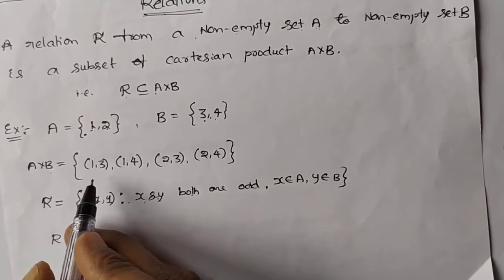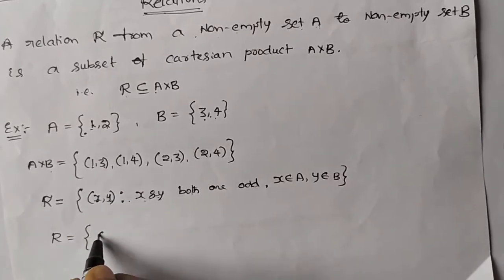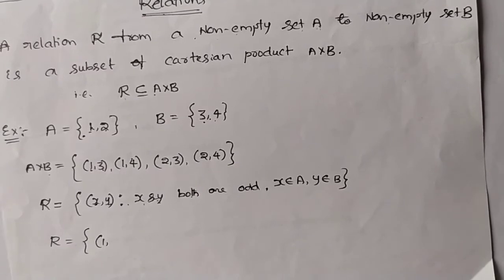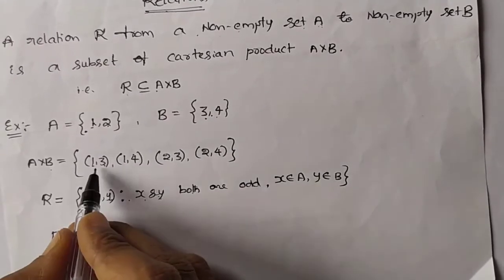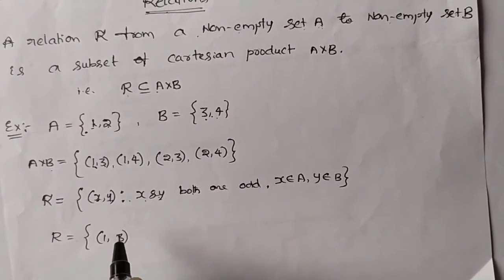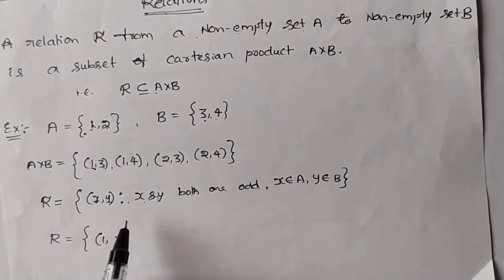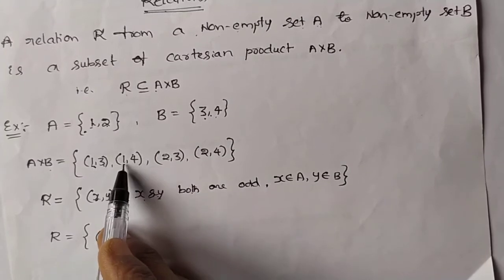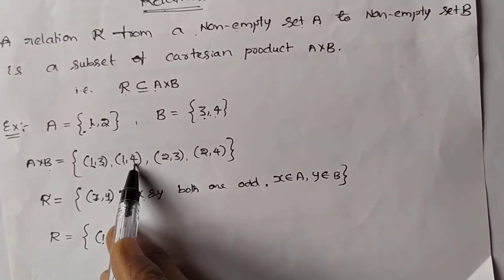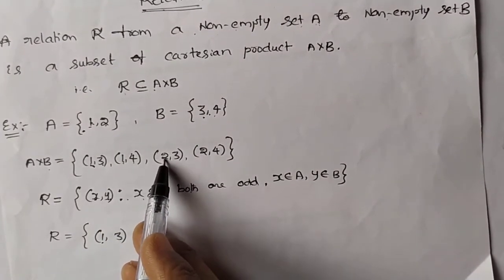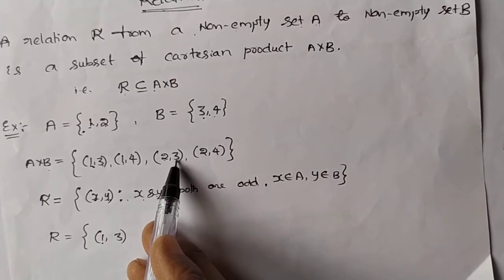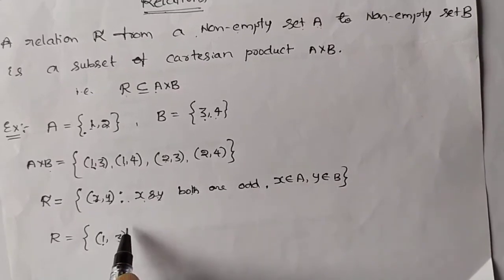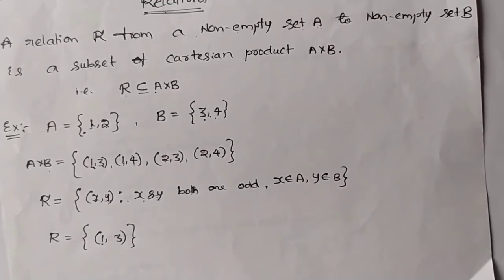Relation R equals the pairs where x and y both are odd numbers. Odd numbers are numbers not divisible by 2. Both numbers should be odd. (1,3): both are odd. (1,4): no, 1 is an odd number, 4 is an even number. (2,3): 2 is an even number, 3 is an odd number. (2,4): both are even numbers. Then the relation is {(1,3)} only.